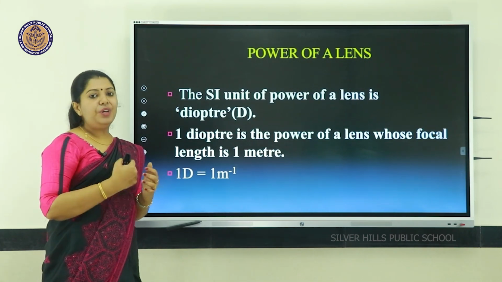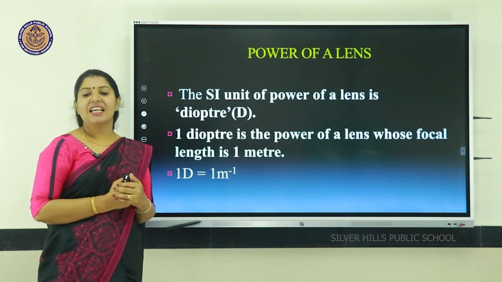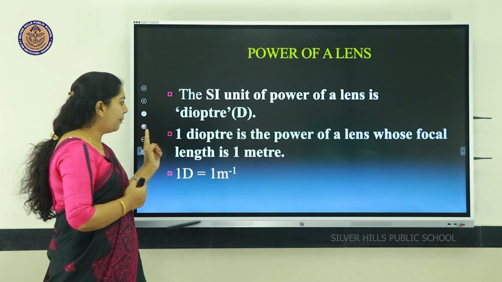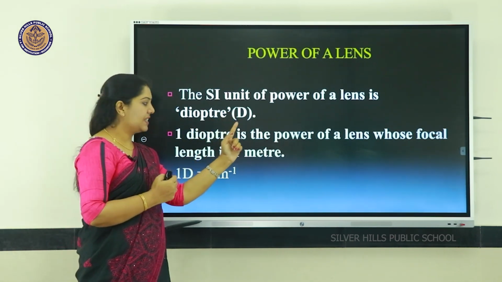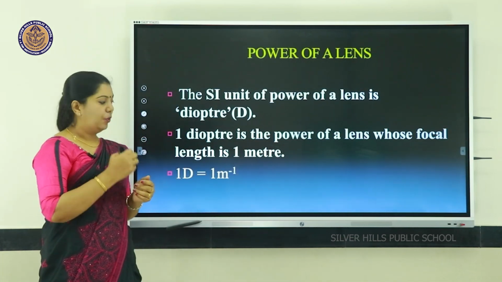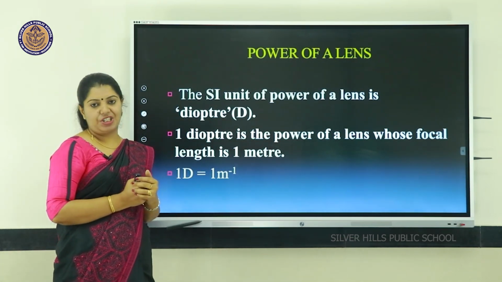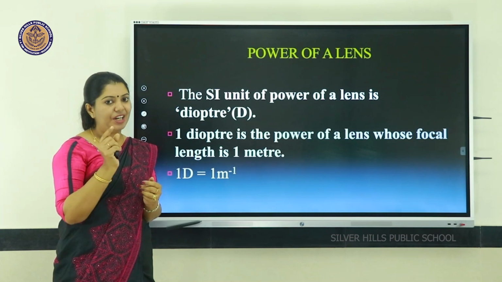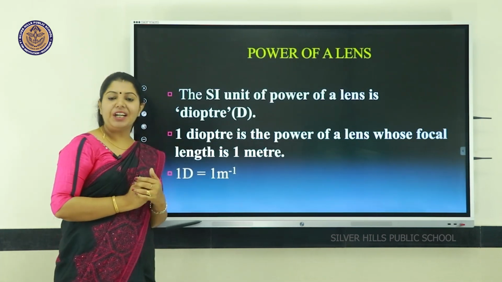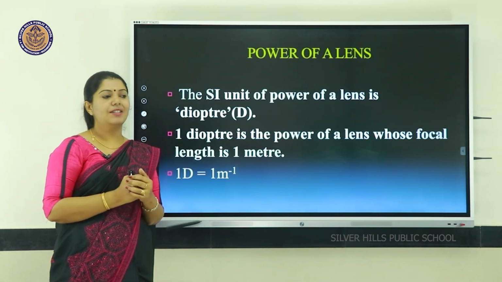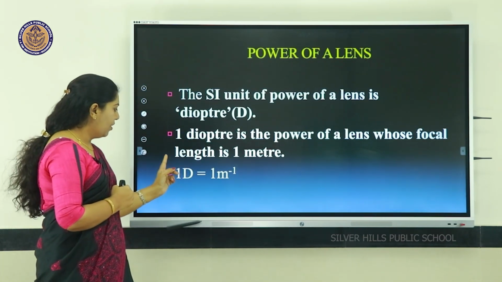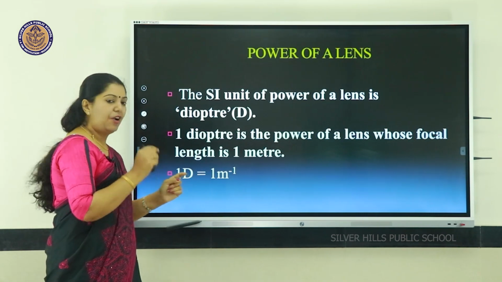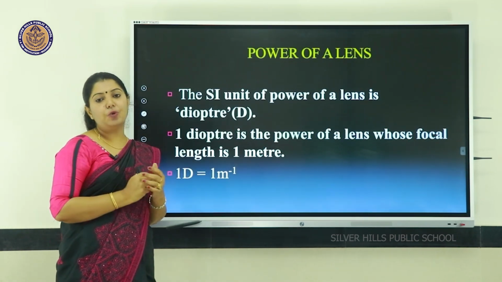The SI unit of power of a lens is diopter, denoted by the capital letter D. 1 diopter is the power of a lens whose focal length is 1 meter. We can define 1 diopter: 1 diopter is the power of a lens whose focal length is 1 meter. We can say that 1 diopter equals 1 meter raised to minus 1.